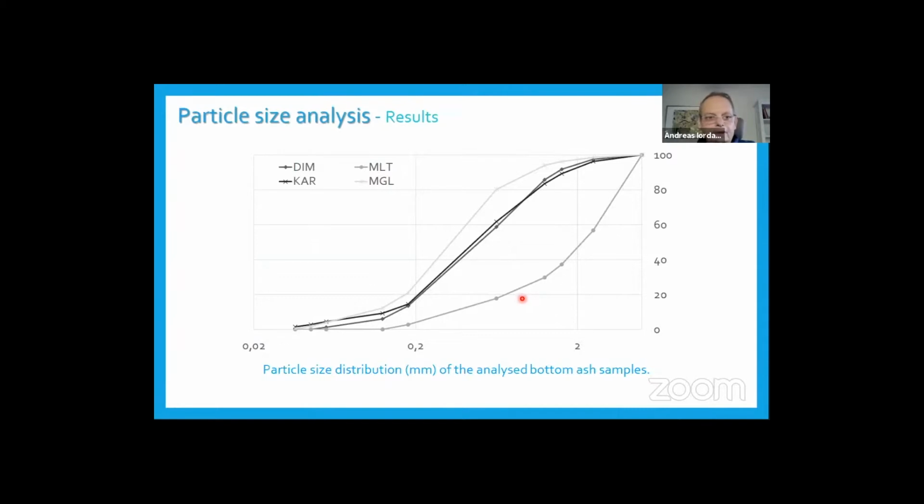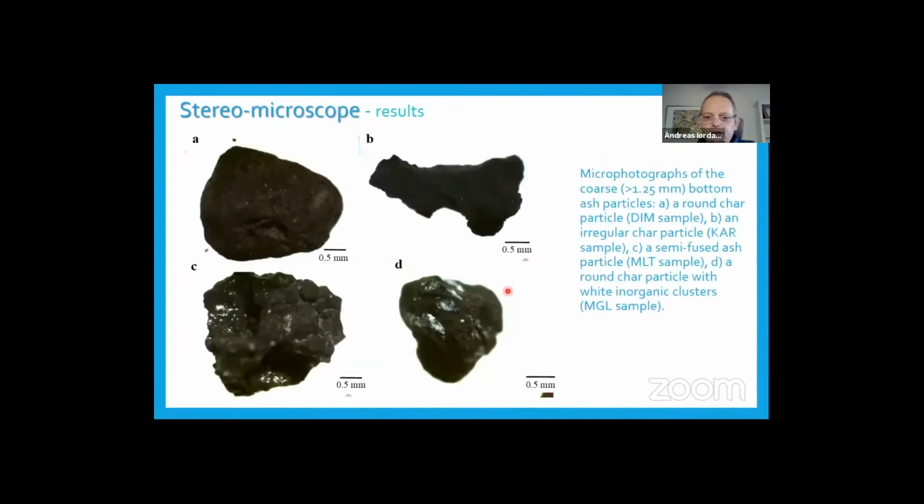Going now to the stereo microscope viewing, you can see here some views under the stereo microscope. You can see rounded char particles. You can see regular char particles like this one, or a semi-fused dust particle, this one, or again a rounded char particle with white inorganic clusters. So we can see many char particles in our samples.